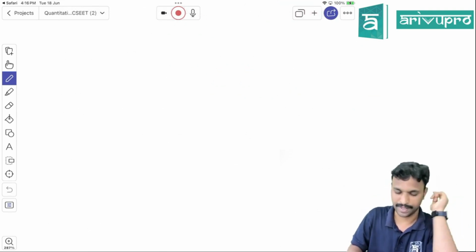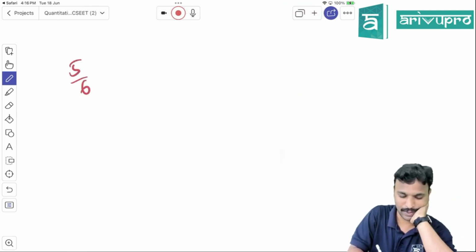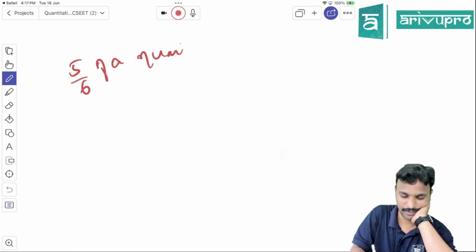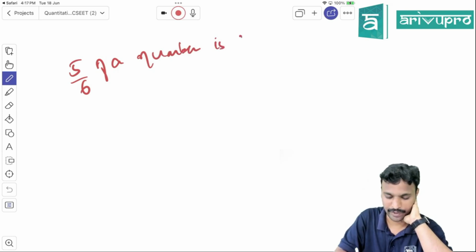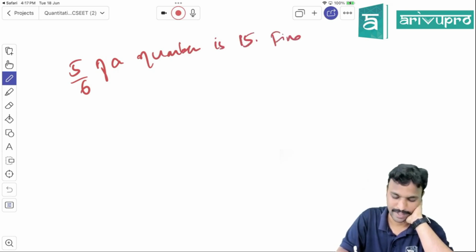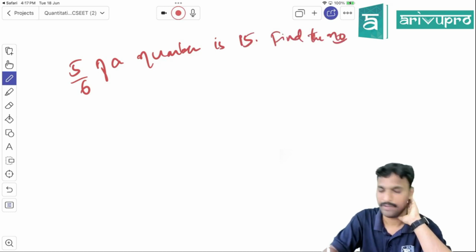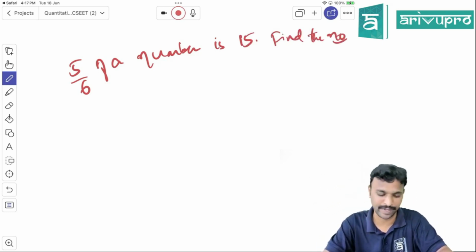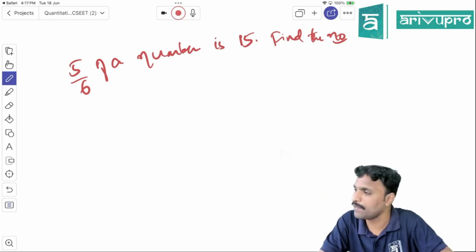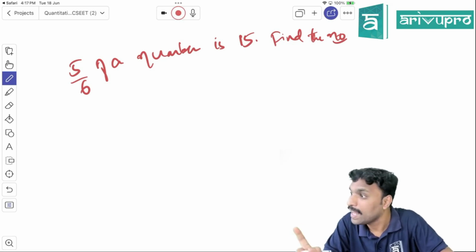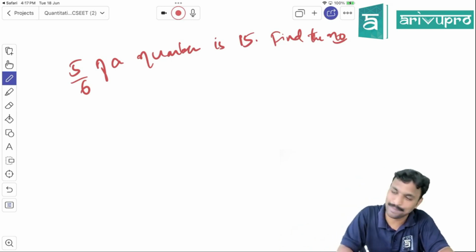Next question. Let's say 5 by 6 of a number is 15. Find the number. So 5 by 6 becomes what? 6 by 5. 6 by 5 into 15. 5 cancels 15, 5 3s are 15. So 3 into 6, 18. So the number is 18.